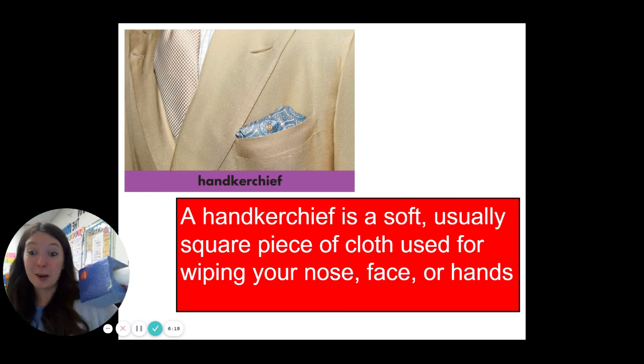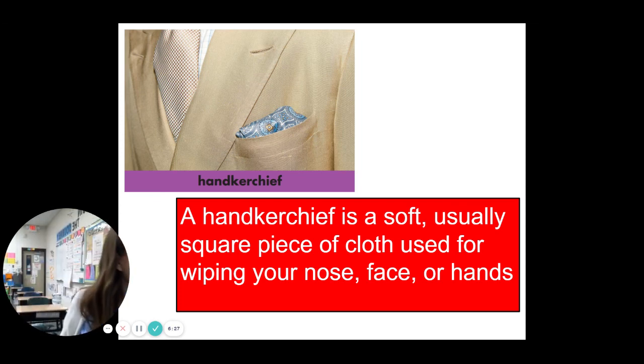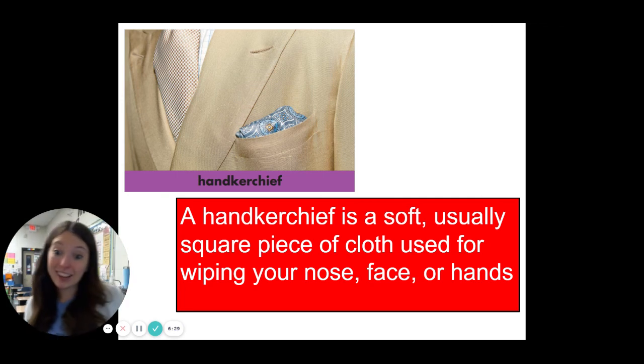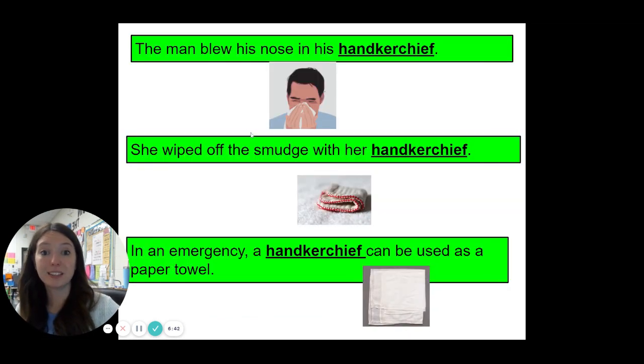But in the olden days, people didn't really use these kind of tissues that were disposable. They would use handkerchiefs more often, so a lot of old people will use them because they're used to them, and they can be reused, and so they can just be washed after you use them. But basically, it's cloth that you would use to blot your face, wipe your nose, or maybe even wipe your hands off on. So here we can see the man blew his nose in his handkerchief.